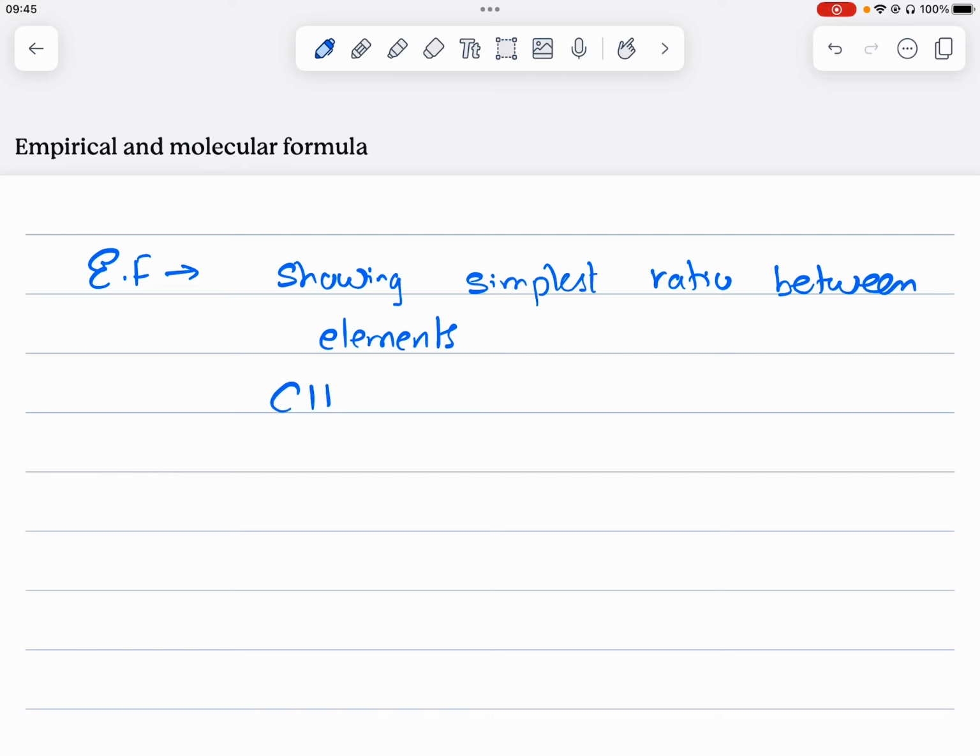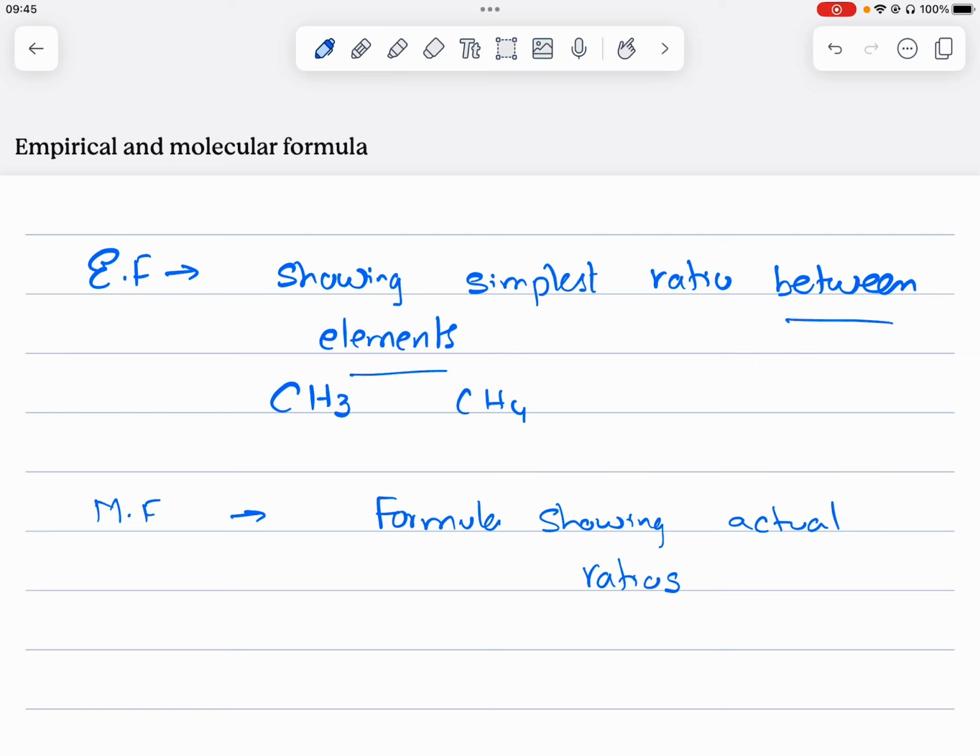For example, CH3 and CH4. The simplest ratio is 1:3 and 1:4. What about molecular formula? Molecular formula is the formula showing actual ratios between the elements.